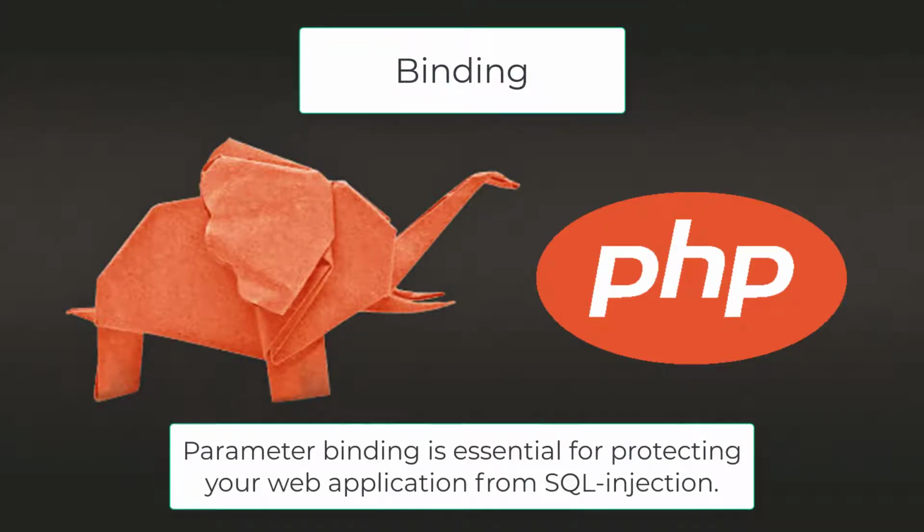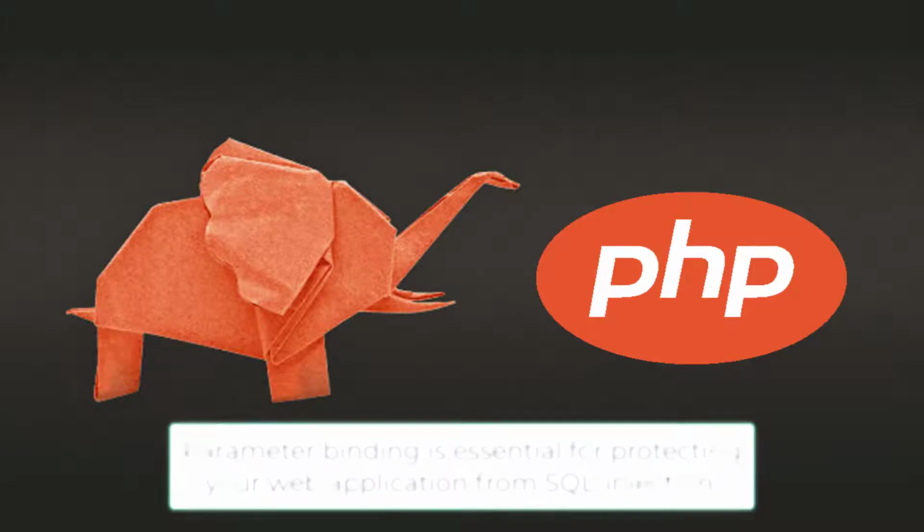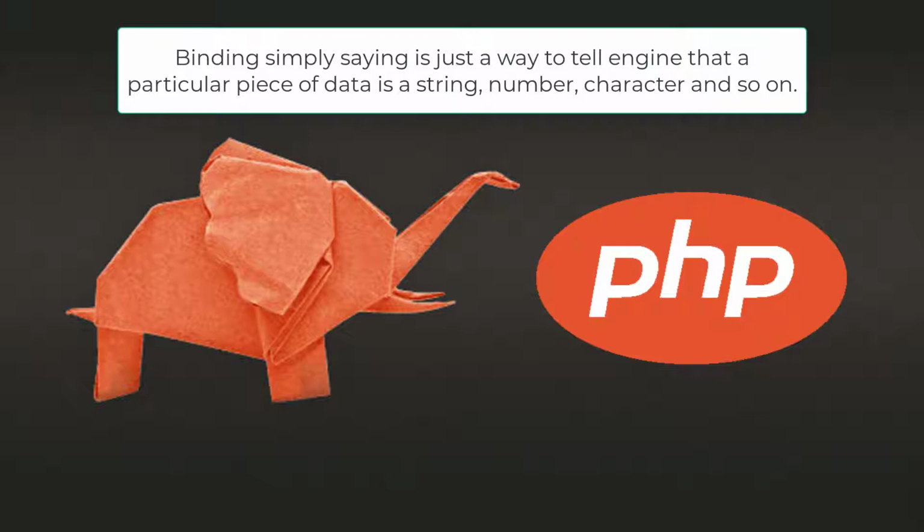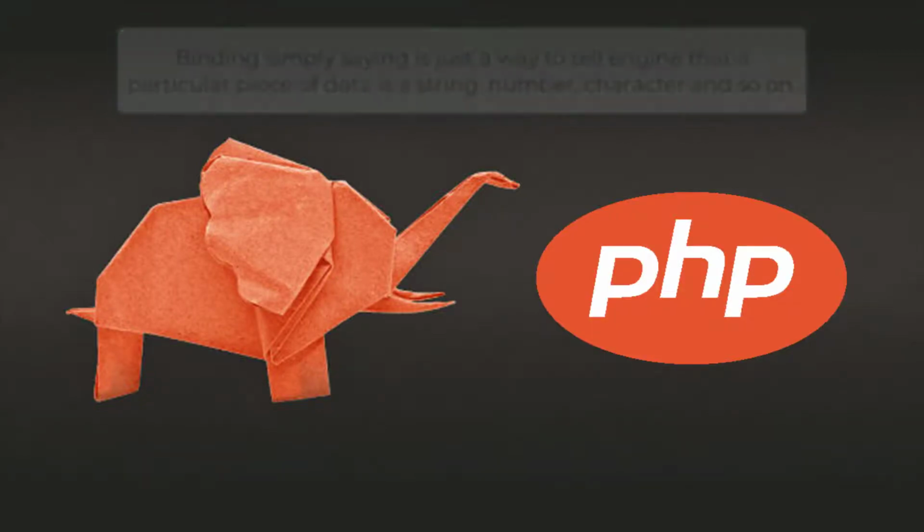Parameter binding is essential for protecting your web application from SQL injection. Pretty much all data which is going to be used in an SQL statement needs binding. Binding, simply put, is just a way to tell the engine that a particular piece of data is a string, number, character, and so on. By doing this, special characters like quotes, double quotes, semicolons, etc., won't be interpreted as commands by the database.